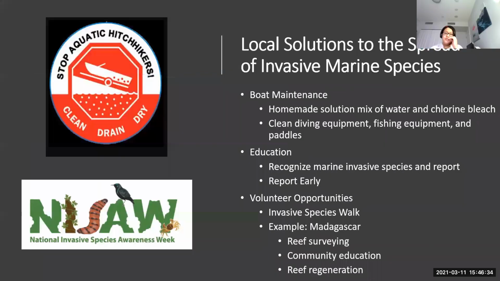Local solutions to the spread of invasive marine species include water maintenance, education, and volunteer opportunities. Without proper outer cleaning in boats, marine invasive species are able to attach themselves to the side or bottom of the boat. One solution is to make a homemade cleaning mix for the bottom exterior of the boat, including a ratio of 1:11 chlorine bleach with water.